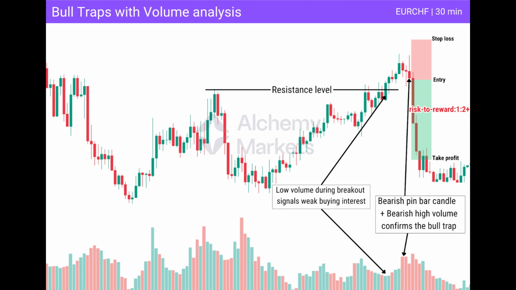Buyers step in late expecting continuation, but the momentum dies off almost instantly. The next candle drops straight back below the breakout point, closing under the same resistance line it just cleared. That's the moment the trap is sprung. Breakout buyers are now trapped on the wrong side of the move. From here, the market usually pulls back into the old range or even rolls over into a new downswing.